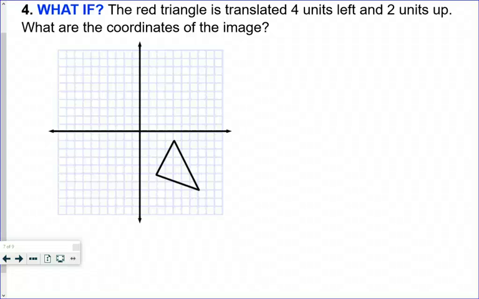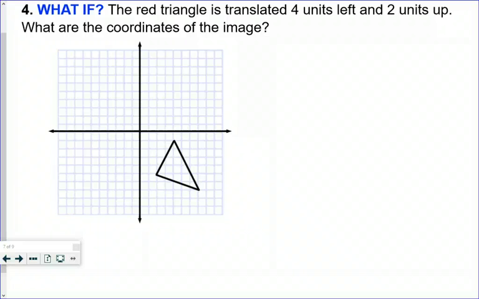Right, so this is a video recap of lesson 2.2 with translations, and the main one that we're going to cover is translating an object in a coordinate plane. So the question that they give us is: the red triangle is translated 4 units to the left and 2 units up. What are the coordinates of the new image?